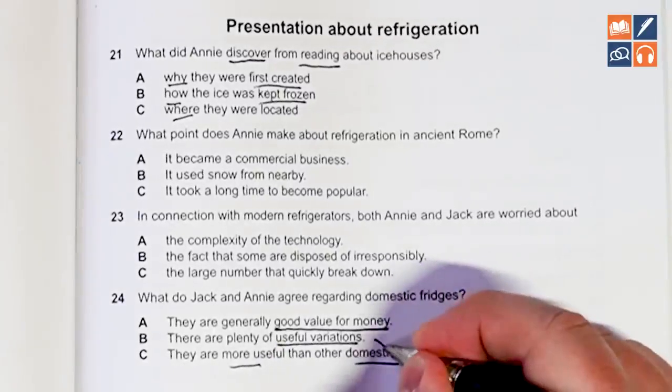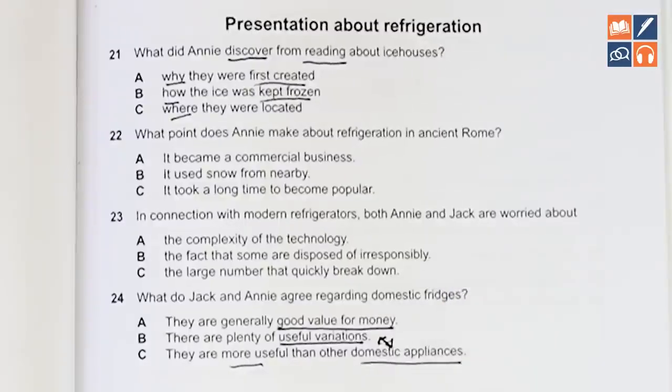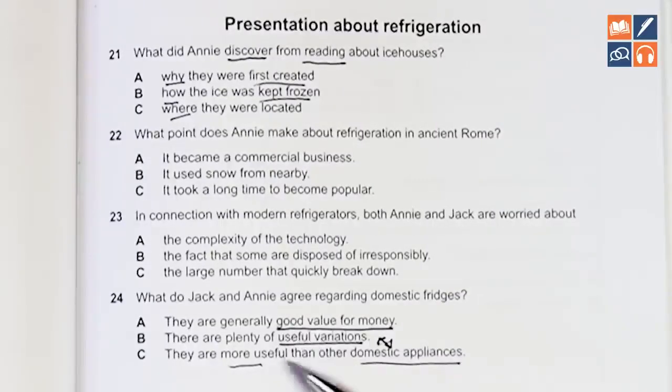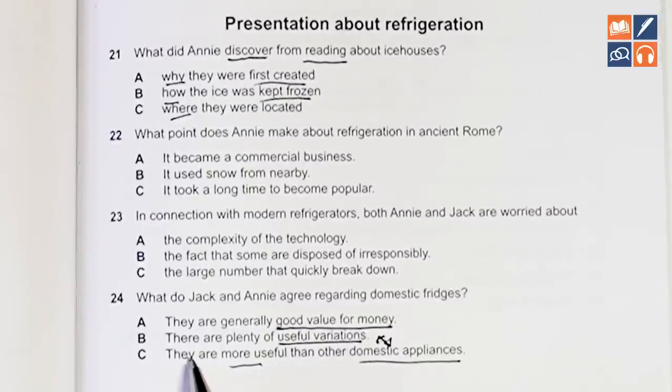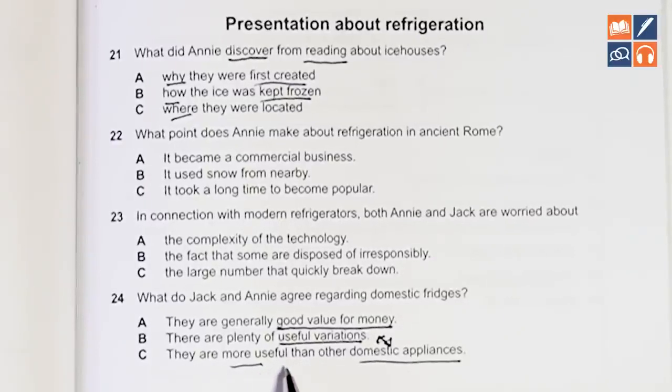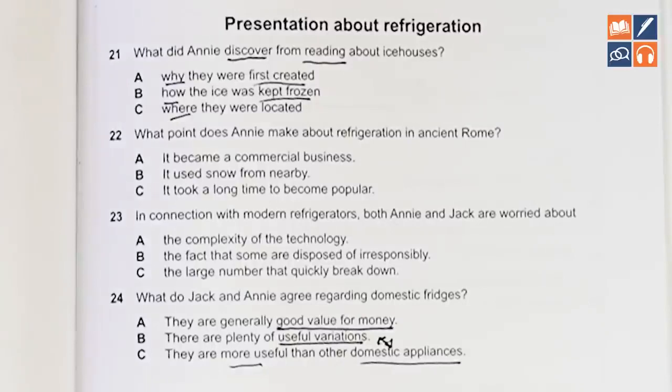So as you can see, these two are quite similar. This one's talking about money and it being good value for money. These two are both talking about usefulness. So they're very, very similar. So you need to think, okay, both of these are talking about usefulness, but what's the difference between the usefulness of each of these? This one's talking about there being lots of useful variations, whereas this one is a comparison. It is comparing that they're more useful than other domestic appliances.